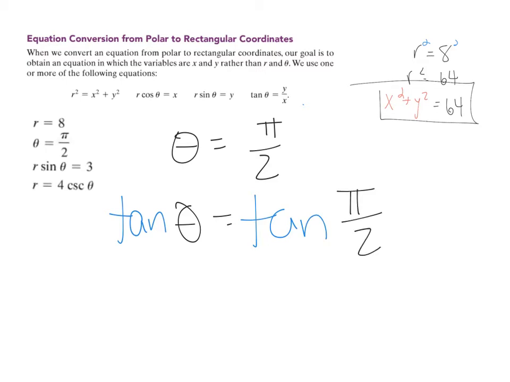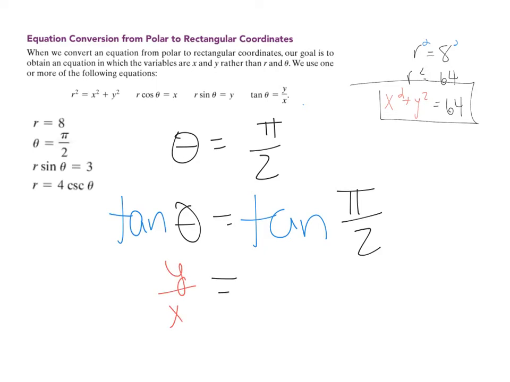Okay, so tangent of theta equals the tangent of pi over 2. Just remember, whatever you do to the left, you have to do to the right. So now we can actually use this part right here, that the tangent of theta equals y over x. So I'm actually going to use it on the left side. So the tangent of theta is going to be y over x.